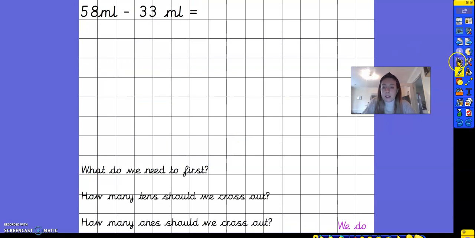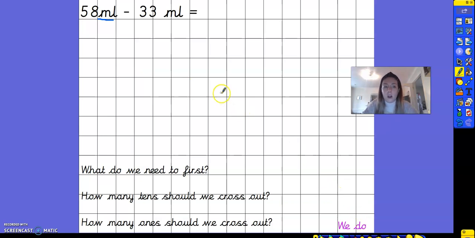Let's have a look at this next question. Let's read it together. Ready? 58 millilitres subtract 33 millilitres. Can you remember what we might measure in millilitres? We usually measure liquid in millilitres. So I've got my cup of tea here. We might measure what's inside my mug in millilitres. And if you've done baking that involves you maybe measuring water or milk, you might use your measuring jug to measure in millilitres. So, what do we need to draw first?